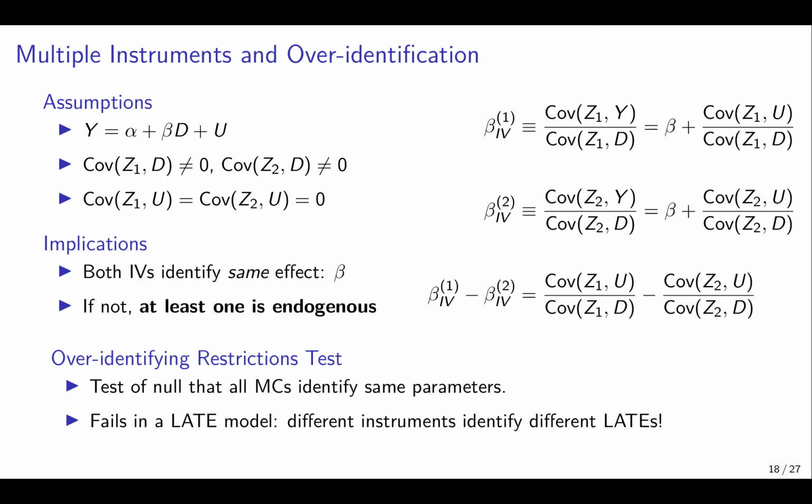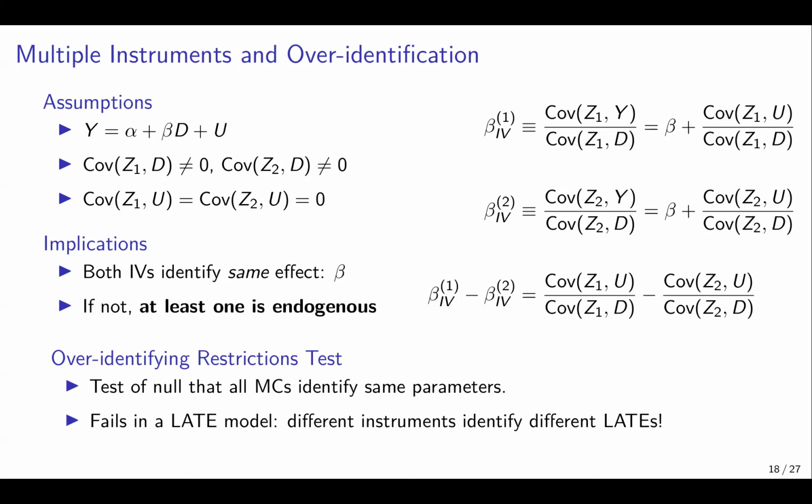So imagine that we had two instruments. I'll call them Z1 and Z2. And imagine that we assumed that those instruments are both relevant, so they're both correlated with D, and they're both exogenous. They're both uncorrelated with U. Well, what could we do? We could run IV, and then each of them should give us exactly the same parameter, beta.